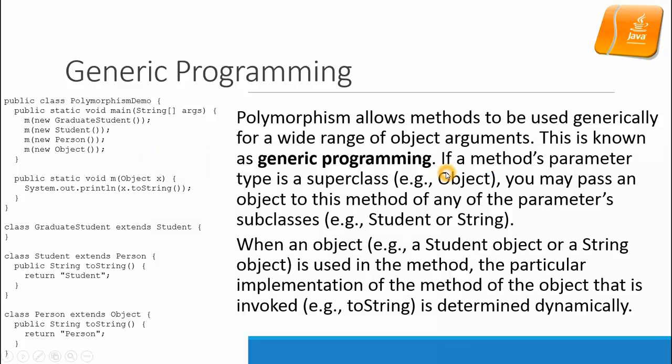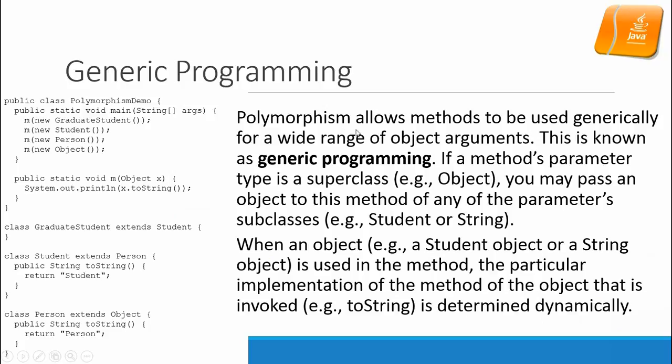If a method's parameter type is a superclass, you may pass an object of any of the parameter's subclasses to this method, say Student or GraduateStudent, something like that. When an object, for example a Student object or a String object, is used in the method, the particular implementation of the method that is invoked is determined dynamically.